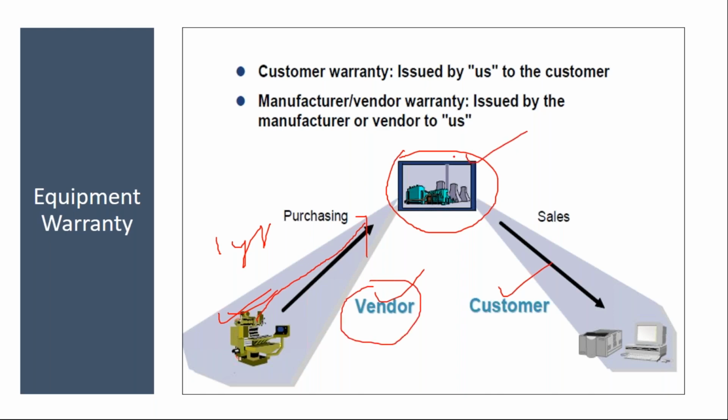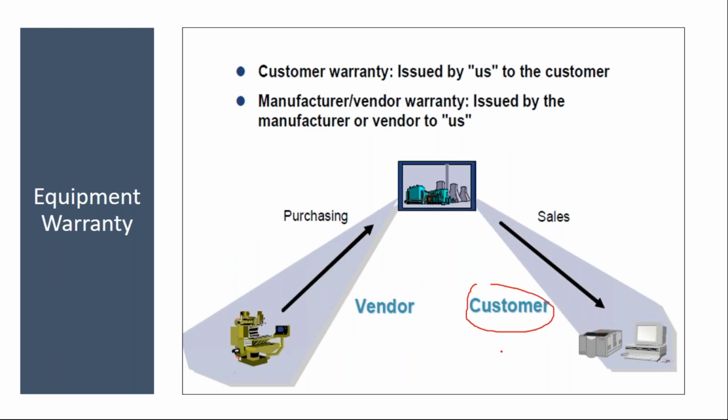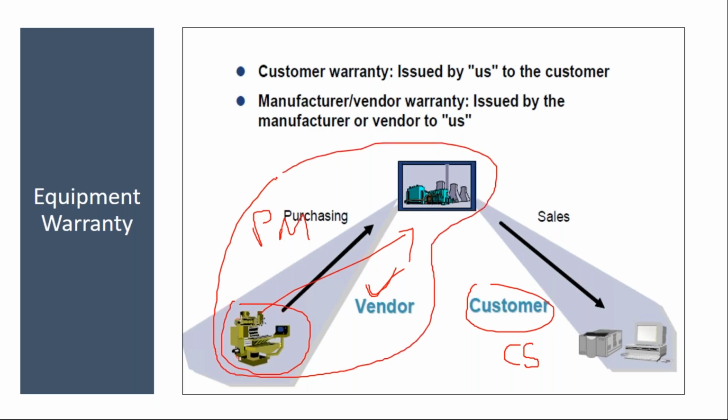Whereas we are a company, we are producing some products and selling it to the customers. Then we give the warranty to the customer. That is called customer warranty. So this customer warranty will be used in CS module, customer service module. Only in the PM module you will be using the vendor warranty because we are purchasing the machine from the vendor. So in the PM you will have this vendor warranty.